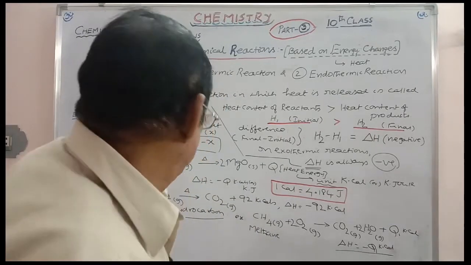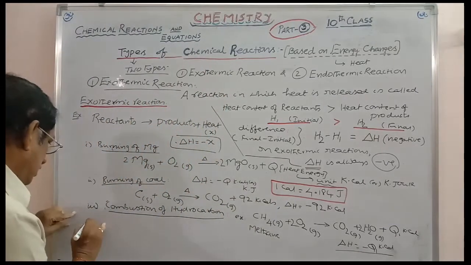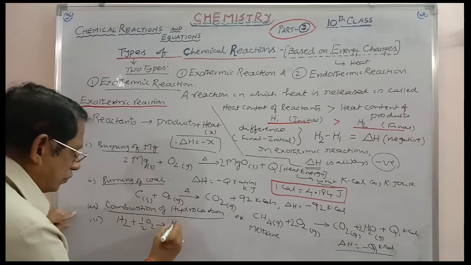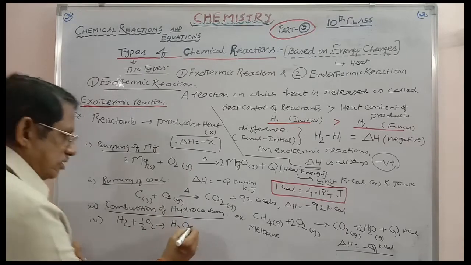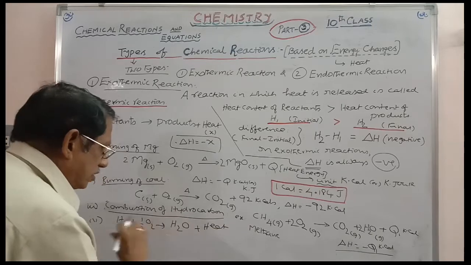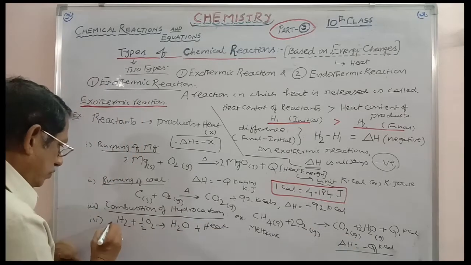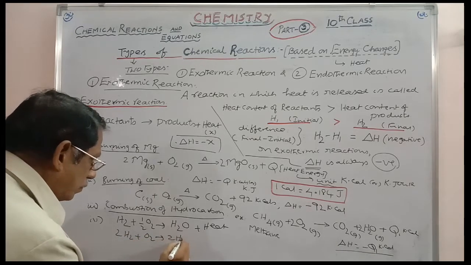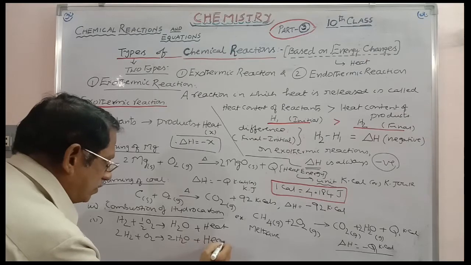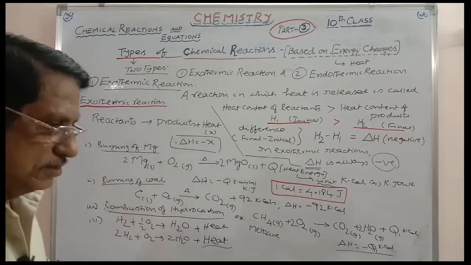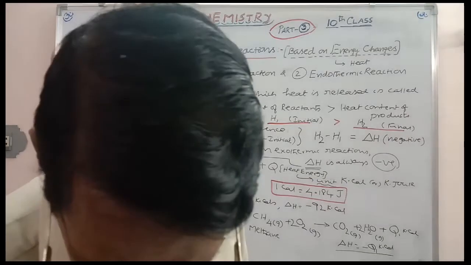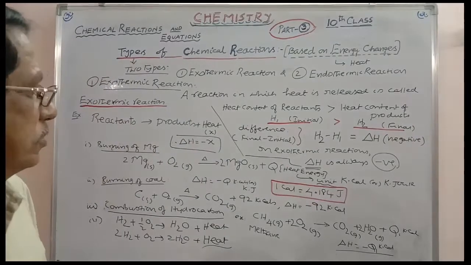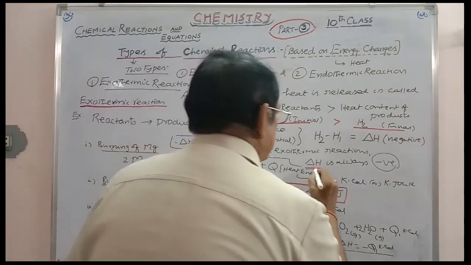If you want, you can write some more examples also, like H2 plus half O2 will give you H2O, plus certain amount of heat will be released. This is also exothermic reaction. Or you can write 2H2 plus O2 will give you 2H2O plus heat will be released. All these are nothing but the exothermic reactions, right? Please note it. Delta H is always negative in these cases.